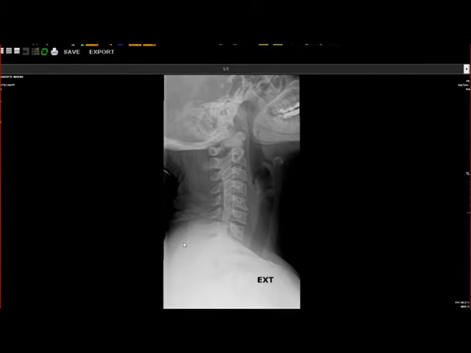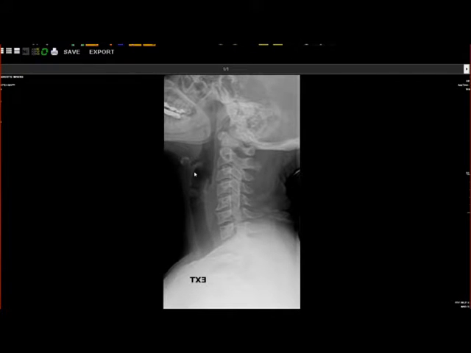Here's the extension image. You'll notice the range of motion is limited. We're not going to go through the measurement process except to remind you that when making your measurements in the cervical spine, we draw a line through the anterior to posterior tubercles of the atlas, and then we draw our lines across the inferior end plates.